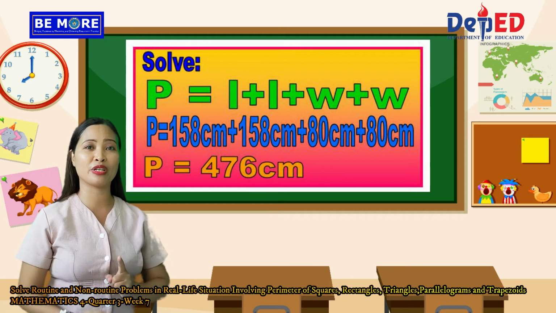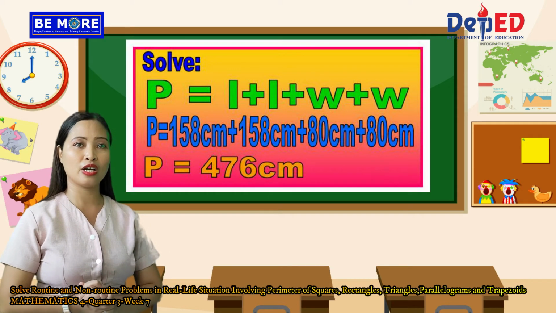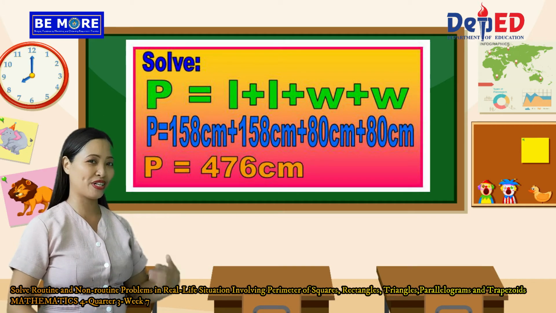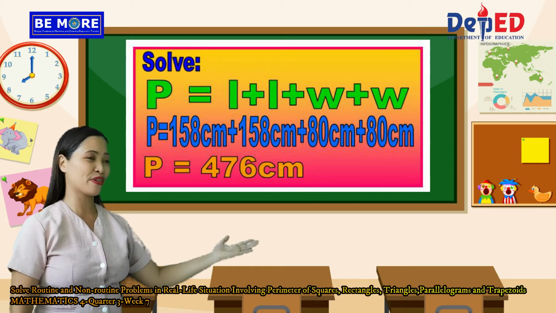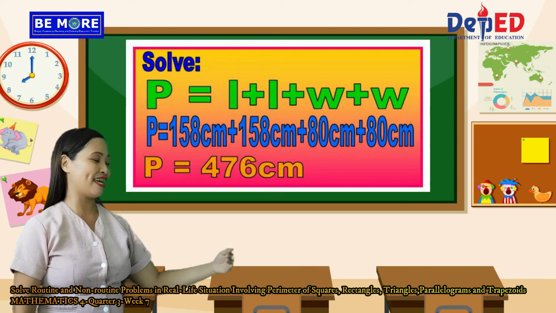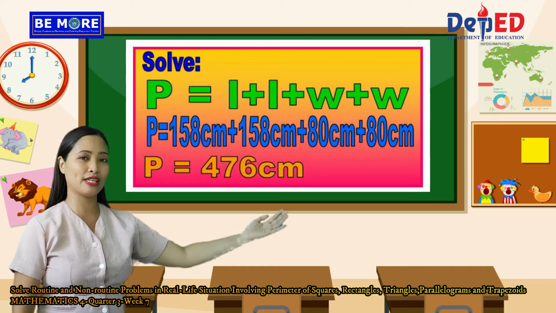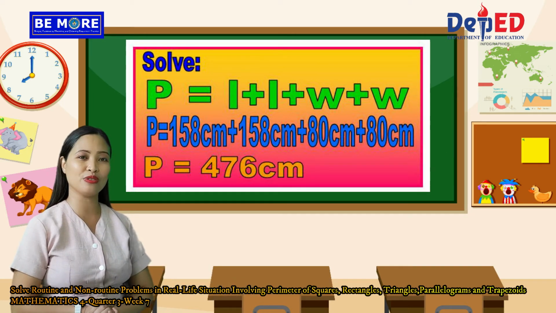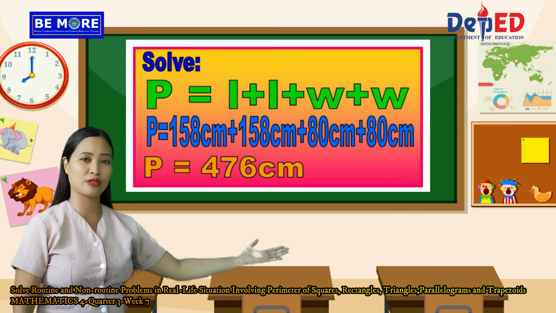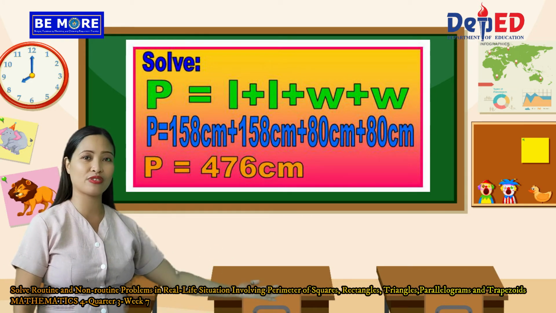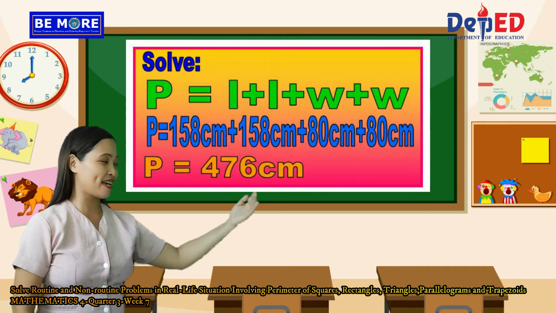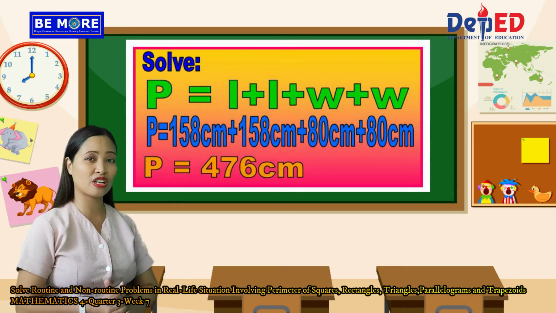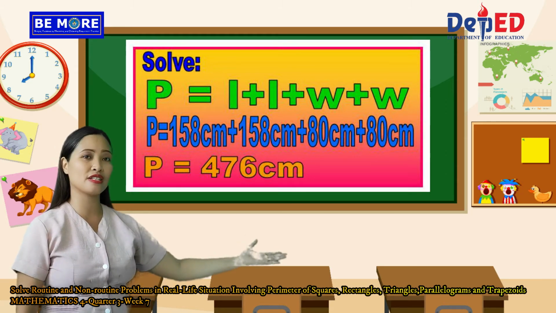I know you remember the formula of a rectangle, where you just add 2 lengths and 2 widths. Perimeter is equal to length plus width, where perimeter is equal to 158 centimeters plus 158 centimeters plus 80 centimeters plus 80 centimeters, which gives us 476 centimeters.